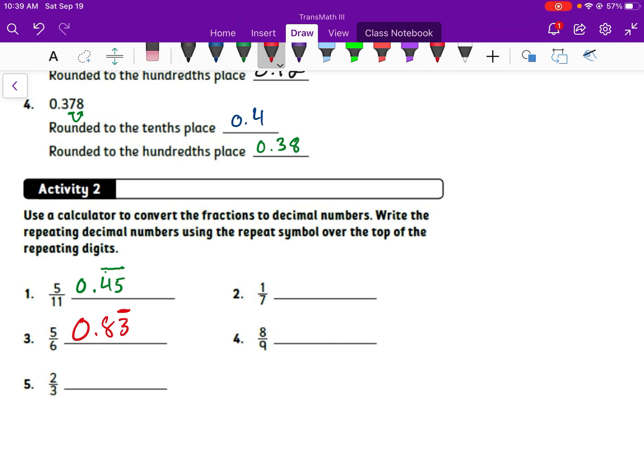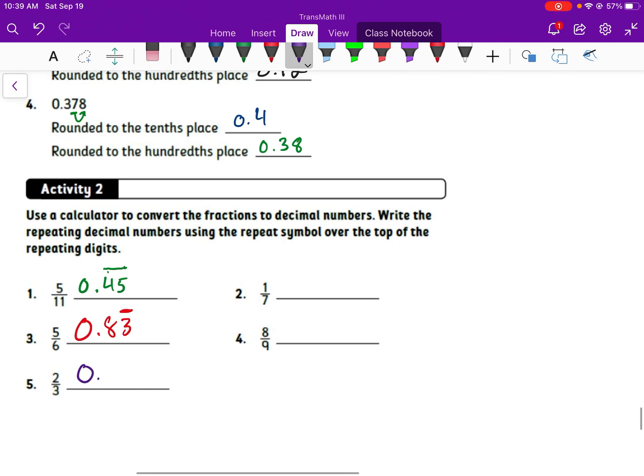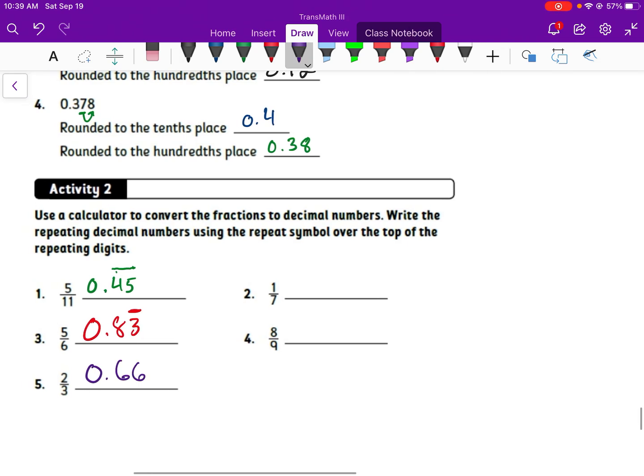2/3, we're going to get 0.66666. That's one we should actually know off the top of our heads. So the 6 is repeating, so all we need to have is the line over the 6, and we can get rid of the other stuff. 1/7 now. Let's go ahead and use this.